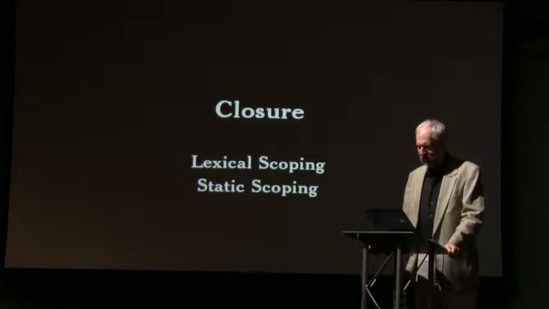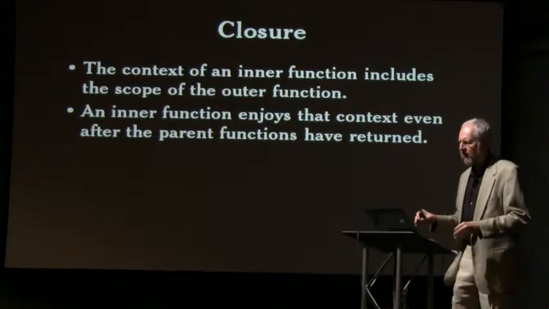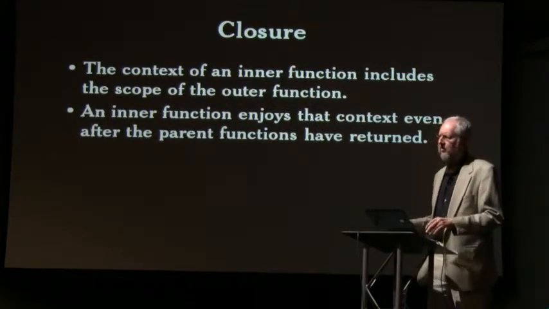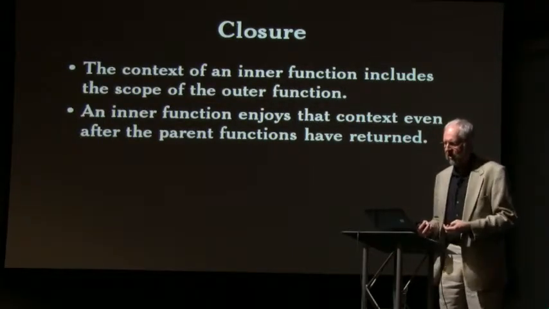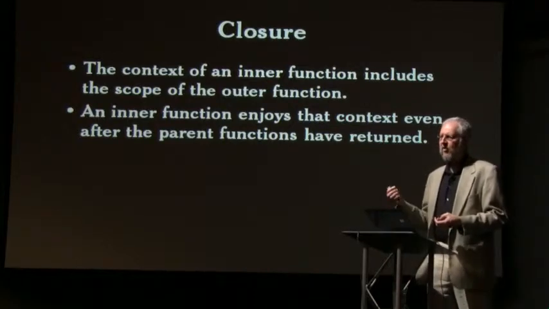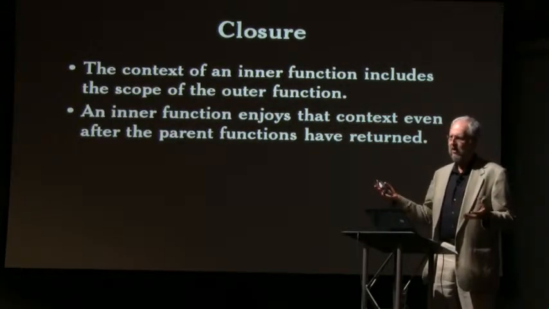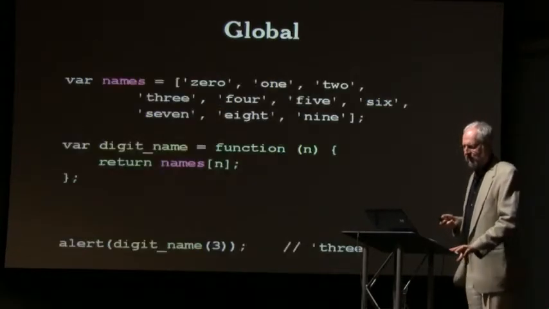It's sometimes called lexical scoping, sometimes called static scoping. It has to do with how variable names are resolved in nested functions. So the context of an inner function includes the scope of the outer functions. All of the variables that are in the outer function are available to the inner function. And this continues even after the parent function has returned. That sounds kind of weird, so I've got a lot of examples to show you what this means.